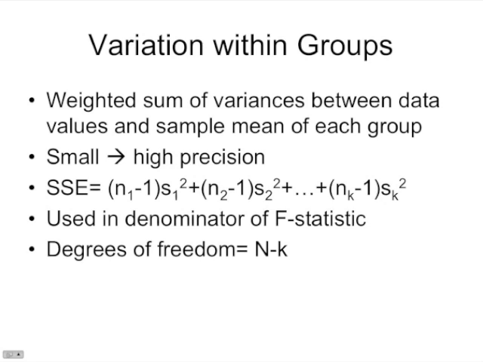Next, we have variation within groups. This is a weighted sum of variances between data values and the sample mean of each group. If it's small, it means you have high precision within your groups. The equation is for the sum of the squared errors, where S1 is the variance of each group. This is used in the denominator of the F statistic, and the degrees of freedom is n minus k, where n is the total number of data points and k is the number of groups.